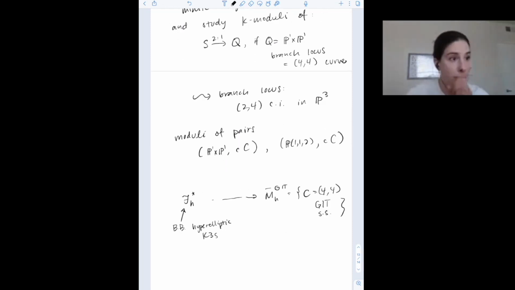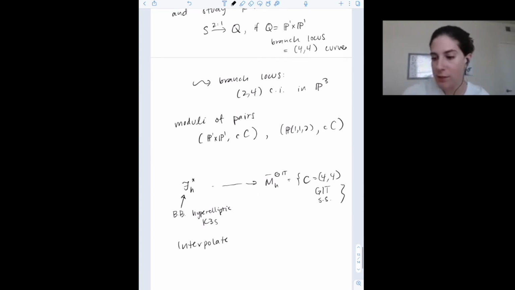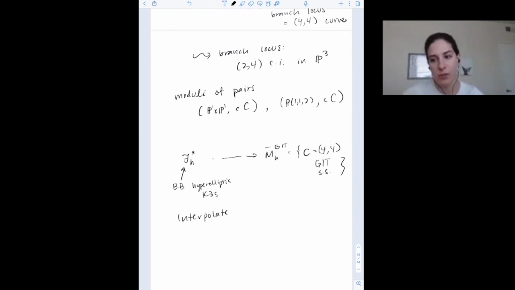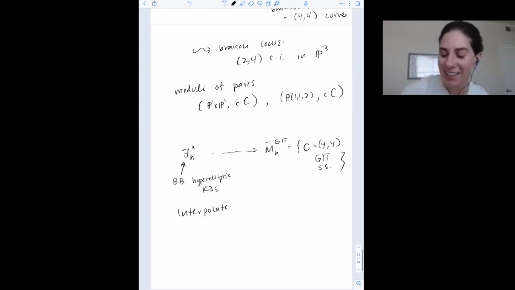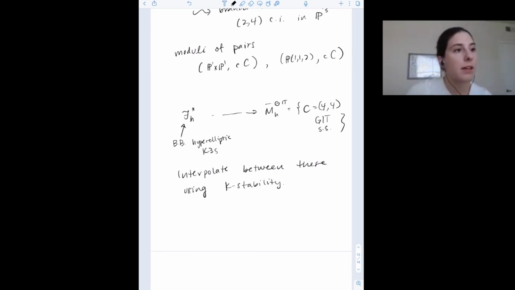And we can interpolate between these moduli spaces, just like we are trying to do in the general case, but it turns out this is somehow easier to do when we're talking about curves on P1 cross P1 than in the general case. And we can interpolate between these using K-stability. And as it turns out, all the hard work has already been done.